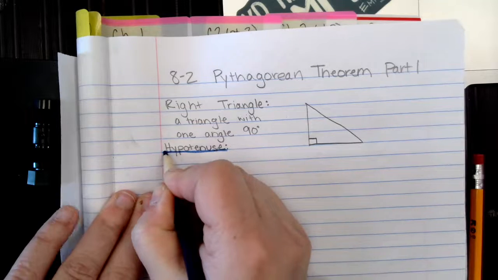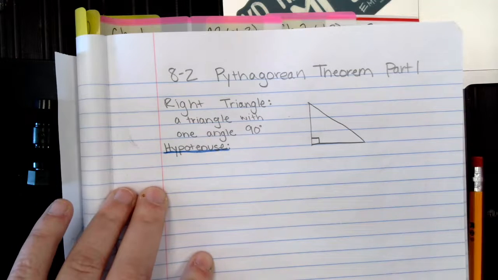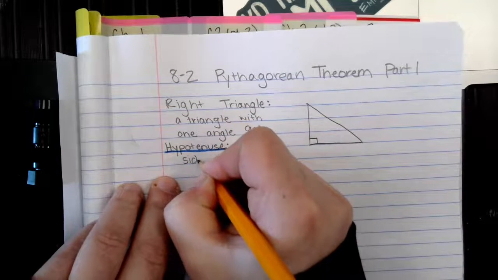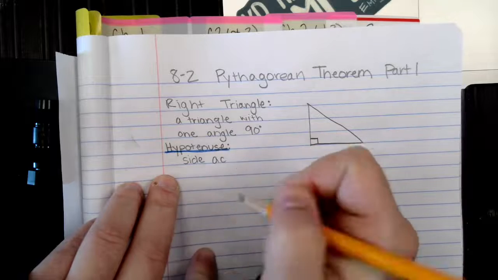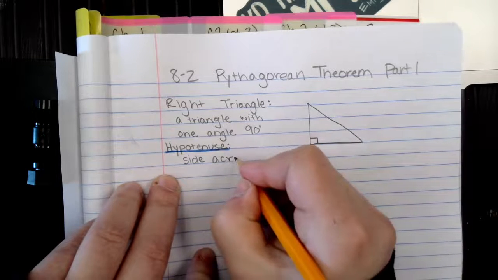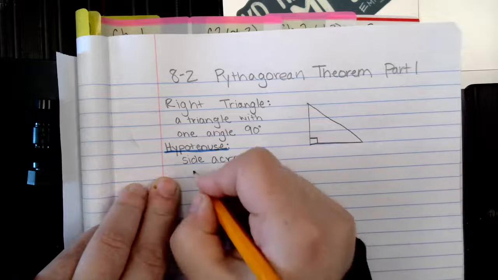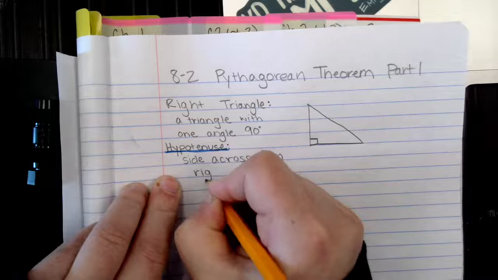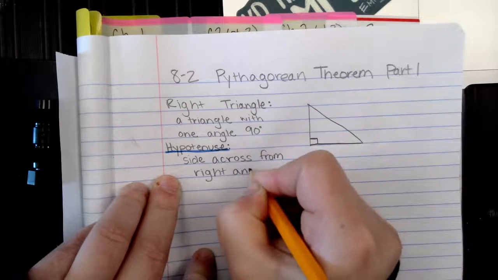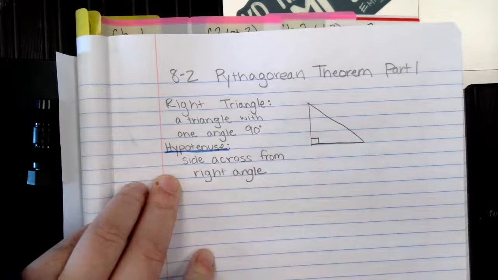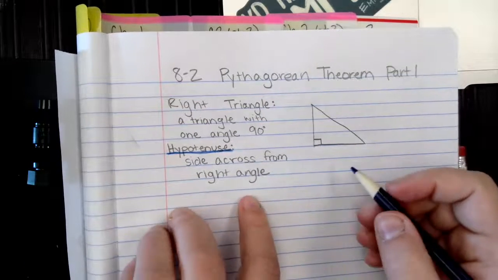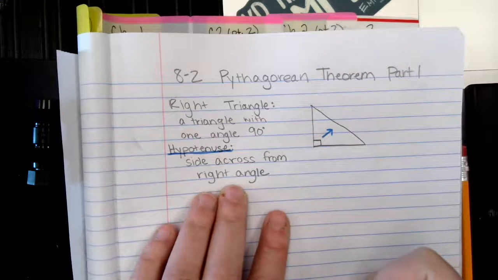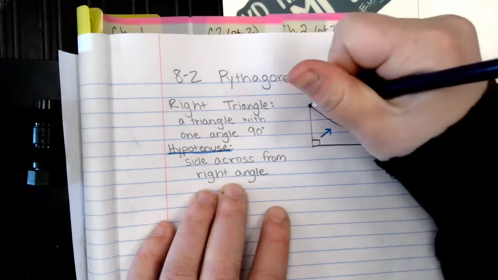And the hypotenuse is across. How do you spell across? One C or two? One. From the right angle, or from the 90-degree angle. So in this case, the hypotenuse, if I look at this, it goes across from that right angle. If I draw an arrow going through the triangle, this side is my hypotenuse.